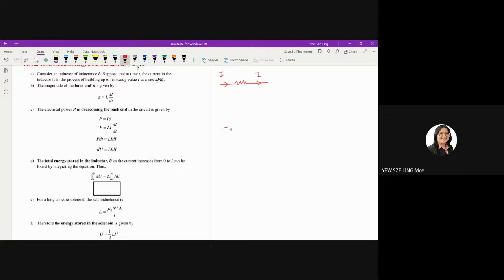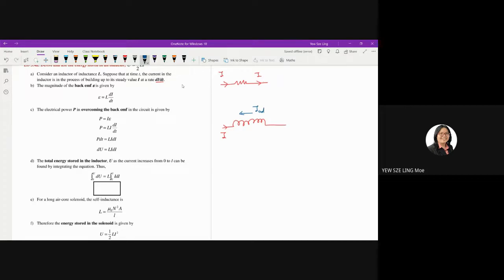What happens in an inductor? In an inductor, initially you have a current flowing through it. But what happens? It will experience an induced EMF in the opposite direction. So it's actually building up slowly. It builds up slowly.